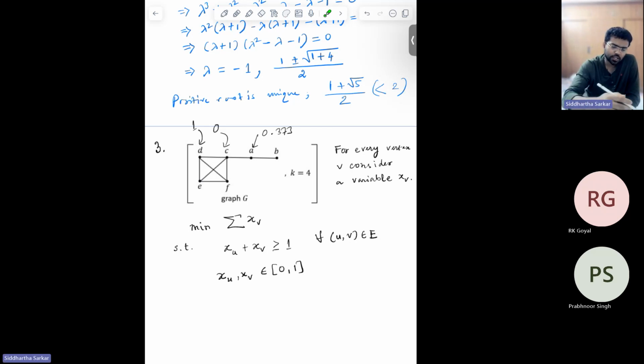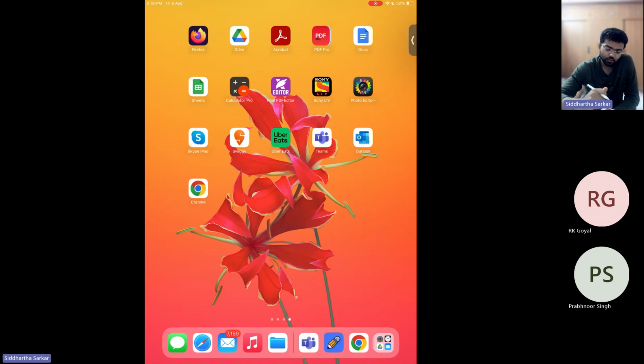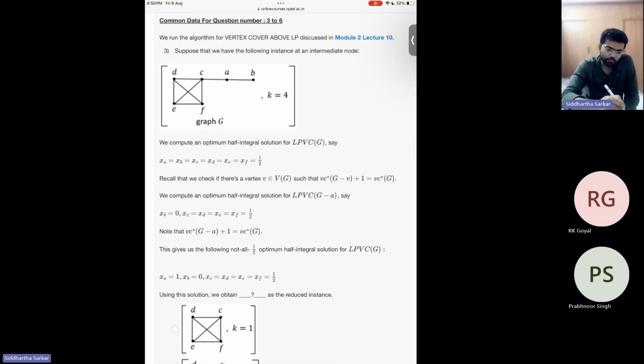So there's a term in the question which is beyond what we discussed. It says that we compute an optimum half integral solution. So look at the solution: xa equals xb equals xc, and so on, means everything is set to half. So half integral means you are allowing 0, 1, and half, but no fraction between 0 and half, no fraction between half and 1. You allow only three values. In that case, the solution is called the half integral solution. Okay, so let's write it down.